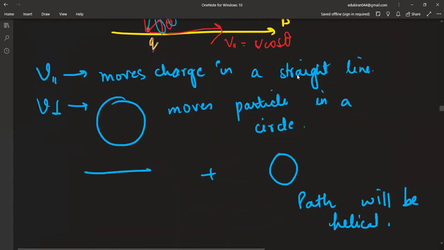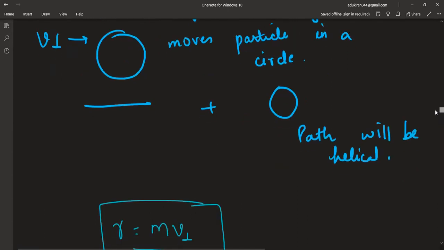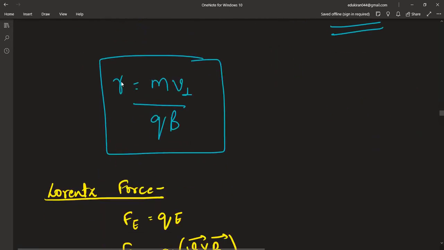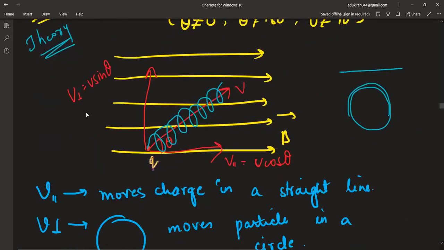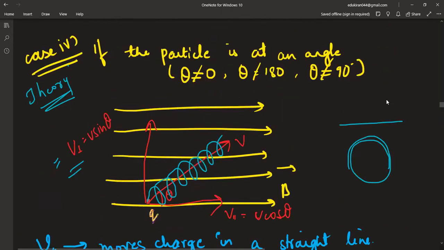So V parallel moves the charge in a straight line, V perpendicular moves the charged particle in a circle. So the path will be helical. Here the velocity component which will be used is V perpendicular, because when you solve questions you will just have one velocity, but here we are obtaining two velocities. So always use the perpendicular one because this is responsible for the circular motion. Fine, quickly write down this fourth case also. I want to start with simply Lorentz force, a very, very small topic.